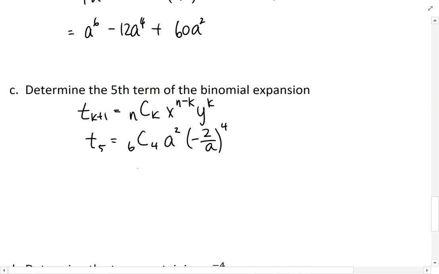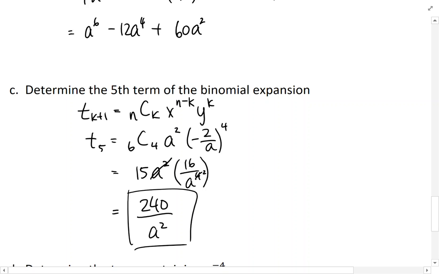6c4 is 15. And we have a squared. When we multiply this out, we basically have 16 over a to the 4. We can simplify this. 15 times 16 is 240, and a squared. Box that in. That's our fifth term.